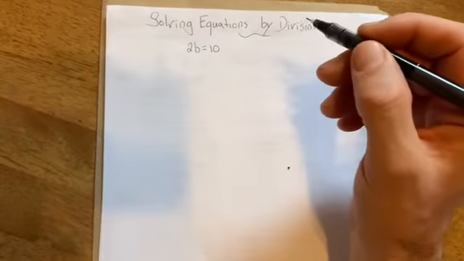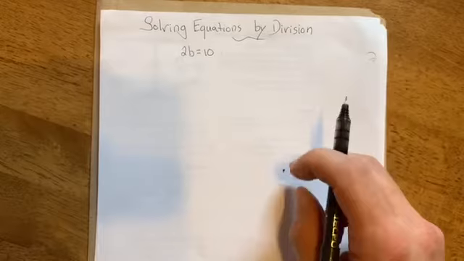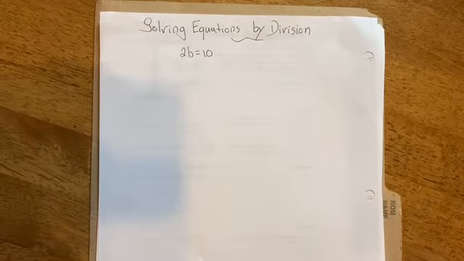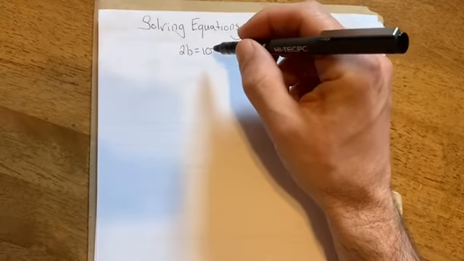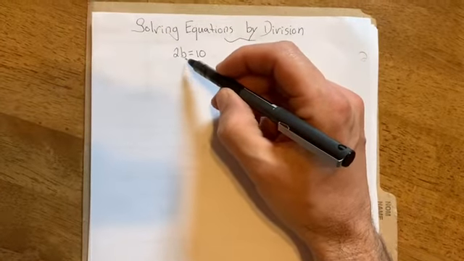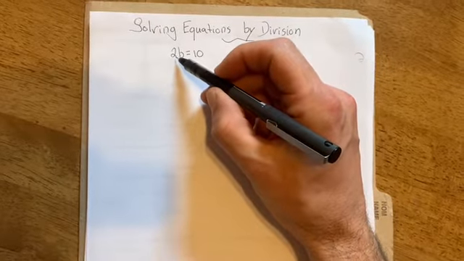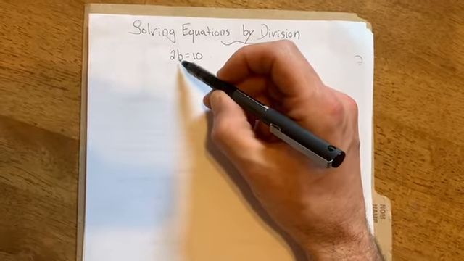All right, today we're going to solve equations using division. So if we take a look at this, we've got 2b equals 10. So our goal is to isolate the b. It's going to be by itself. Now if we look here, we've got a 2 that's attached to the b.